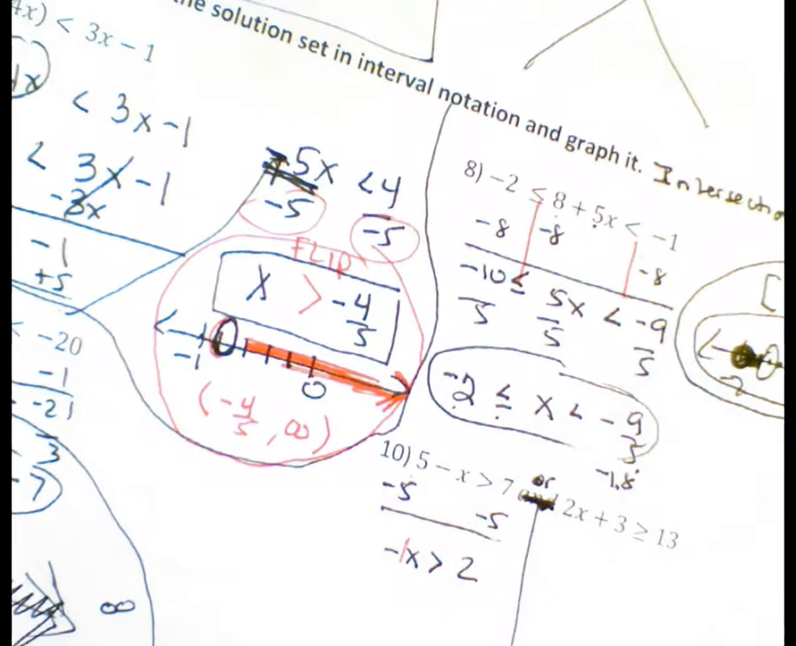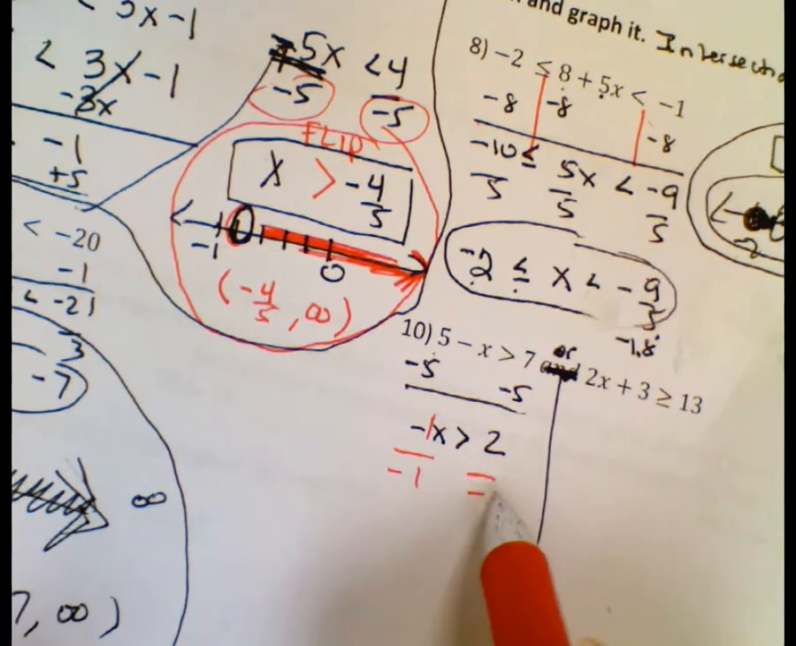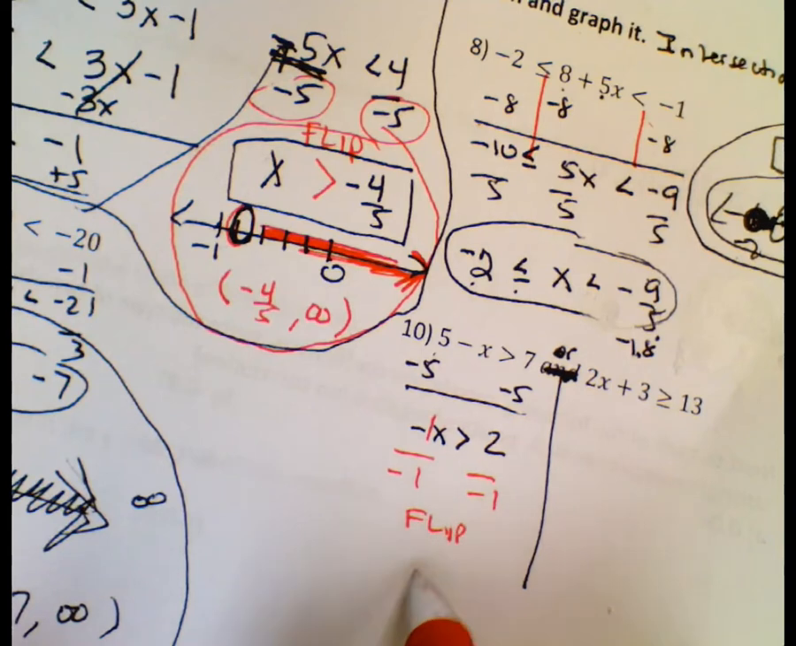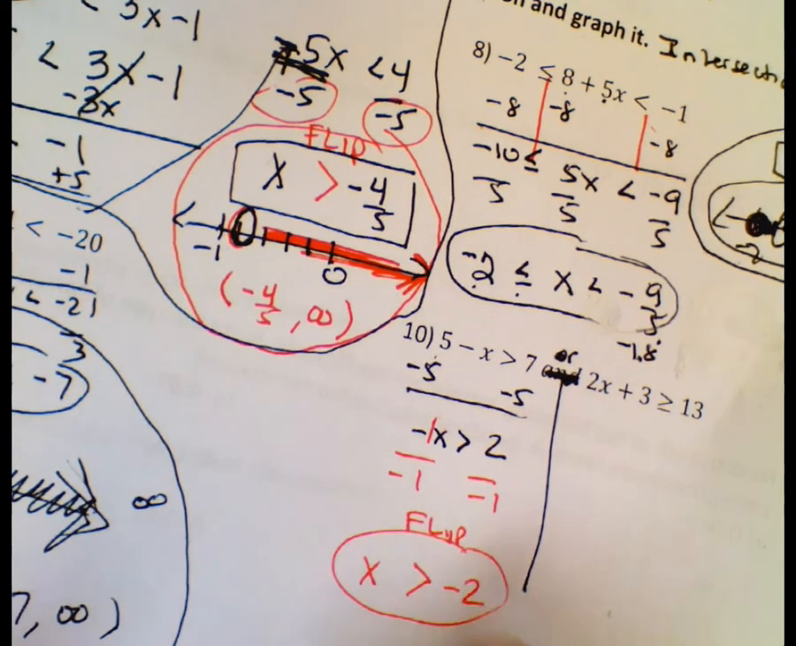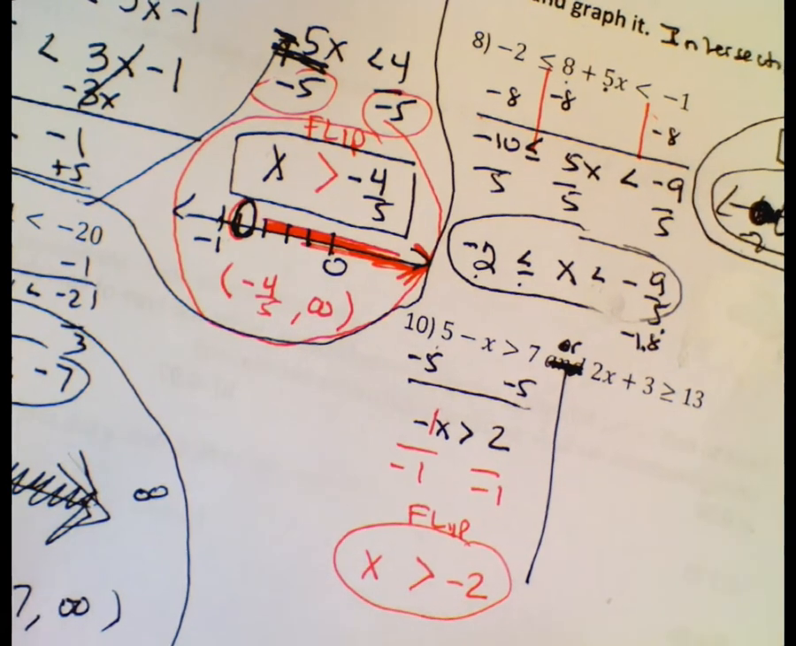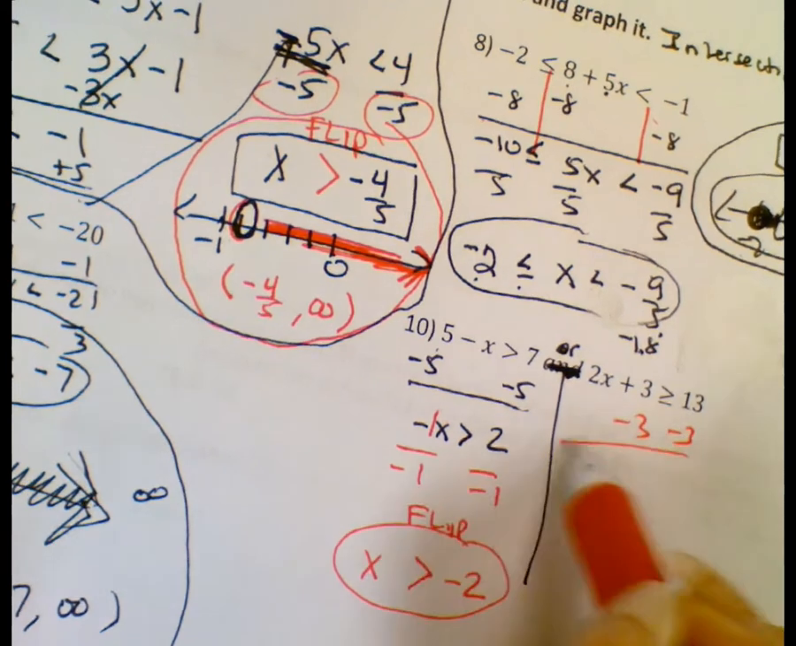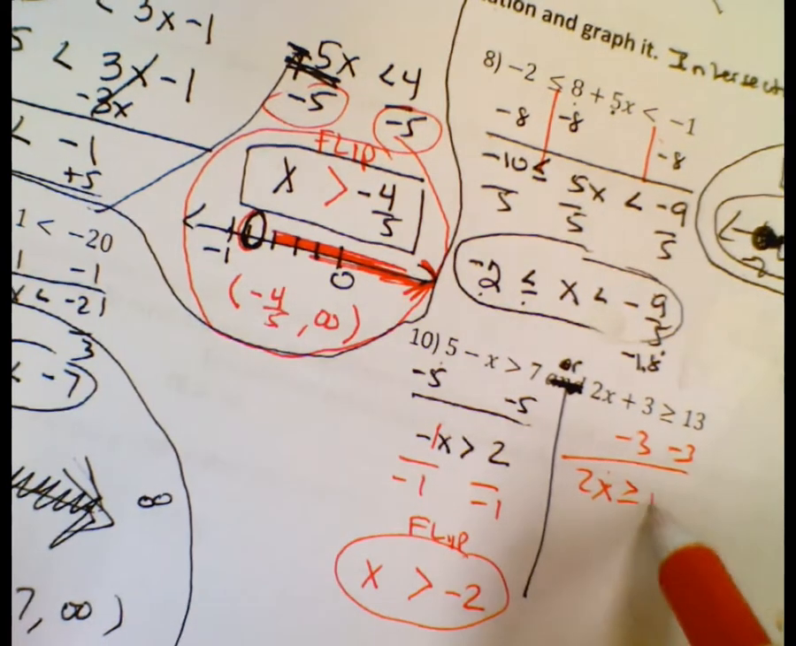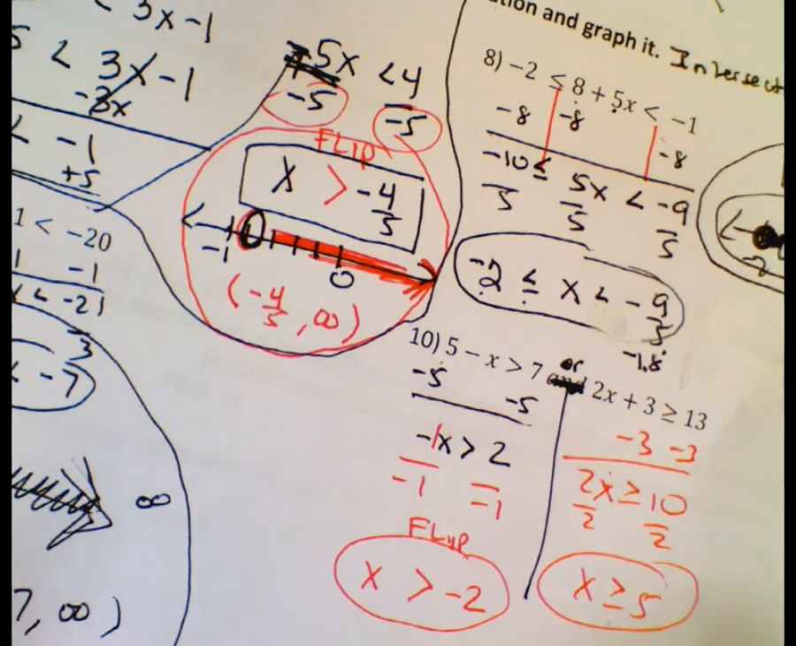What number is in front of x right now? A -1. So how do we get rid of that -1? Hopefully you're saying divide by -1, which means we're going to flip this to greater than. And you get x is greater than -2. Second side, we're going to subtract 3. Divide by 2, and x is greater than or equal to 5.